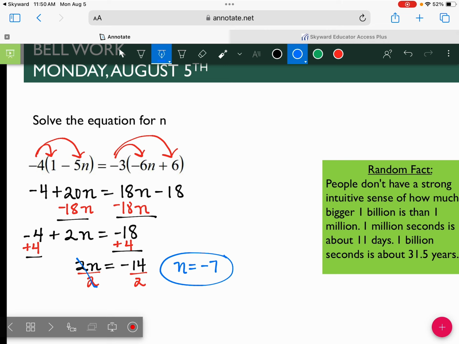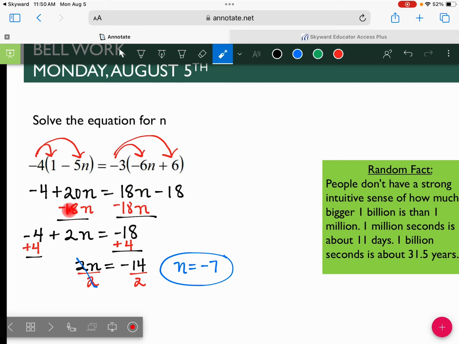All right, so I did get -7, so we can look at how I worked through that. I distributed the -4, which gave me -4 plus 20n equals, and then a negative times a negative is positive 18n. Negative times a positive is -18.